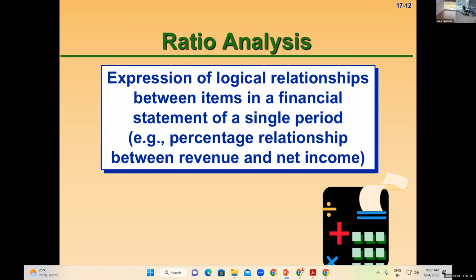Okay, let's take an example: sales and net profit. That's also a percentage term. For 10 lakh sales, 1 lakh is the profit, so the profit margin as a percentage is 10%. For a sale of 100 rupees, I'm getting a profit of 10 rupees. In another case, 2 lakhs is the profit for a sale of 50 lakhs. So 2 by 50 into 100, that's the percentage.